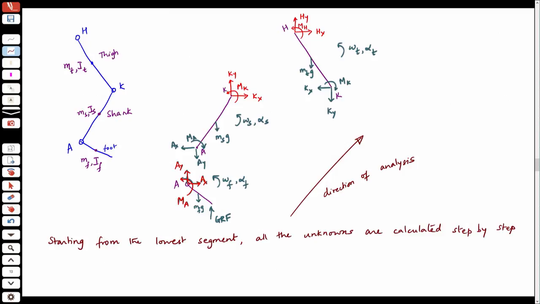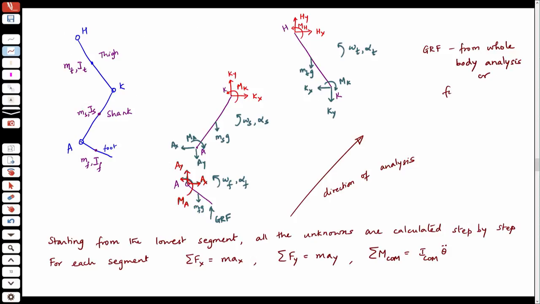And for each segment, you apply sigma Fx equal to m ax, sigma Fy equal to m ay, and sigma M about the center of mass equal to I com theta double dot of that particular segment. Typically, you would calculate the GRF like we did in the previous case from the whole body. We knew the acceleration of the center of mass, you knew how much the person was jumping.